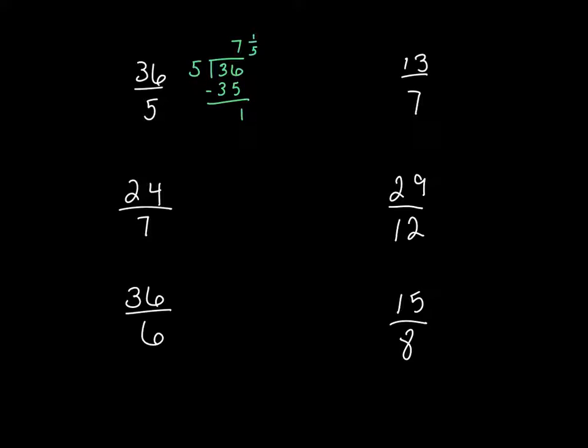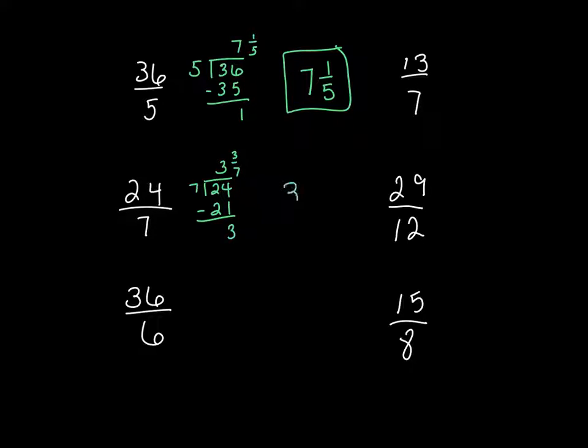That remainder becomes our numerator. Again, remember the denominator does not change. So that would be 7 1/5. And for the next one, we have 7 into 24. Again, remember your top number goes inside. 7 times 3 is 21. So we have a remainder of 3, which becomes your numerator. So 3 and 3 over 7.